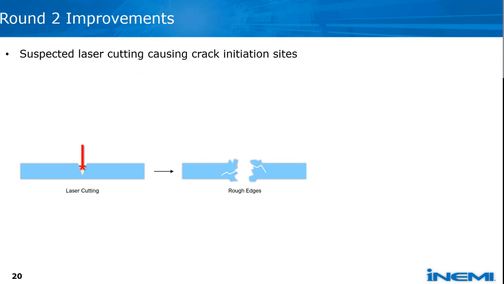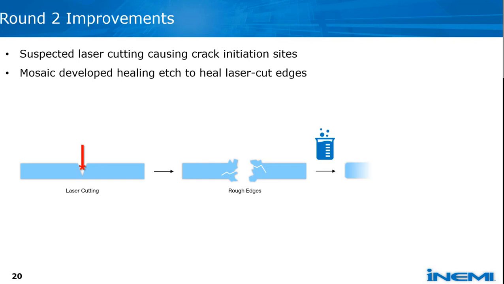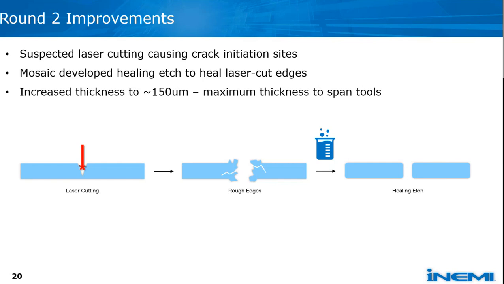So Mosaic went off and they developed a healing etch to their process so that after doing the laser cut, they would go back into some sort of a processing step that would heal the edges and smooth them out while retaining the TTV performance of the material samples. And so with this, we also decided that we would increase the sample thickness a little bit to about 150 microns. This is sort of the maximum thickness that's reasonable to span the tool sets that are common in industry.